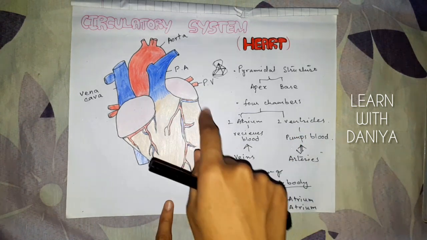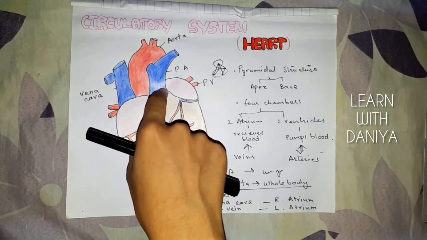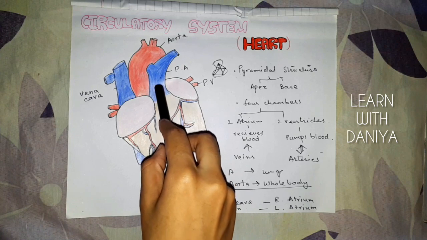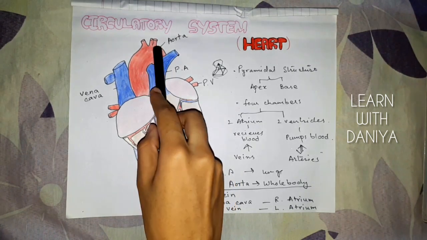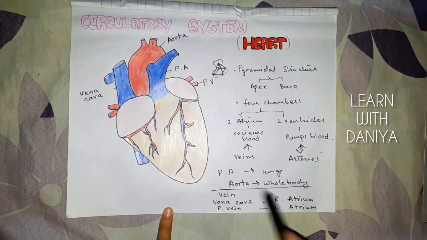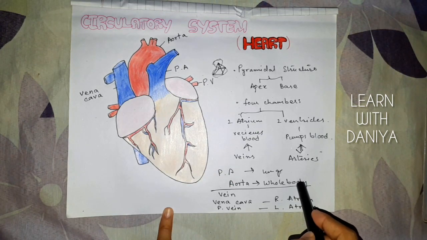So these two are the arteries, this blue one and this red one. This one is the pulmonary artery and this one is the aorta. The pulmonary artery takes blood to the lungs and the aorta takes blood to the whole body.